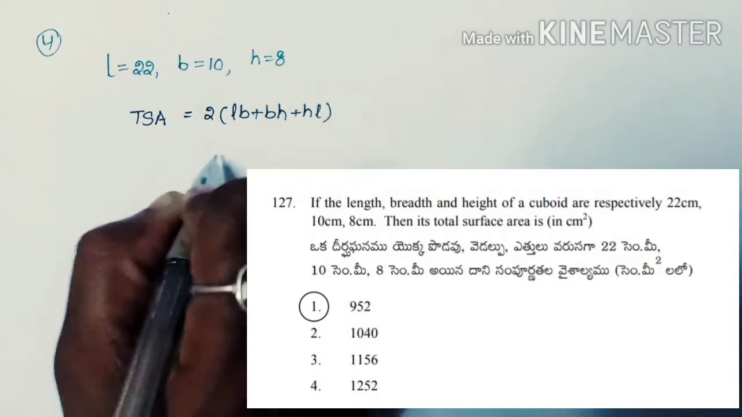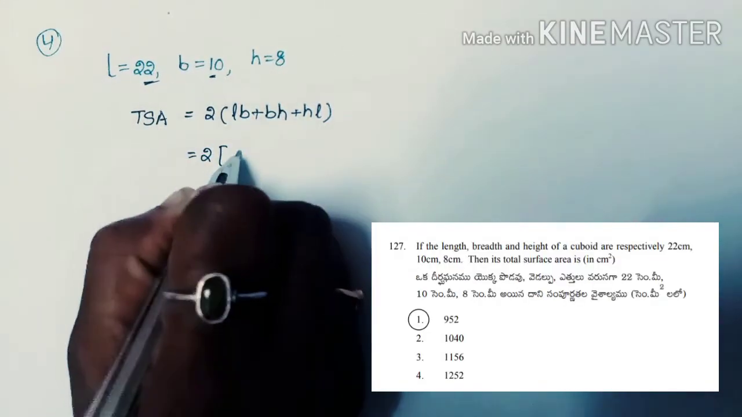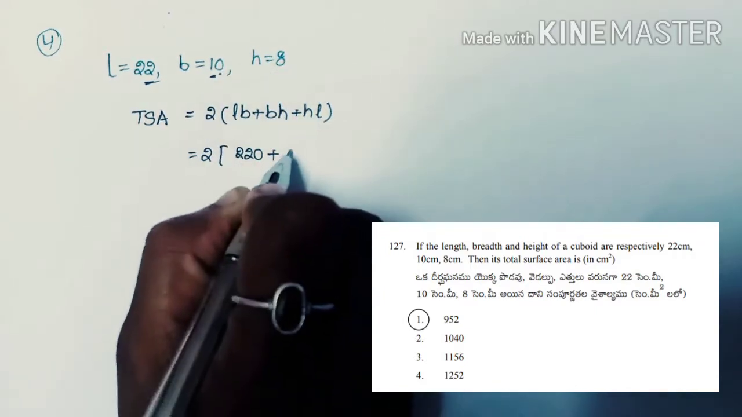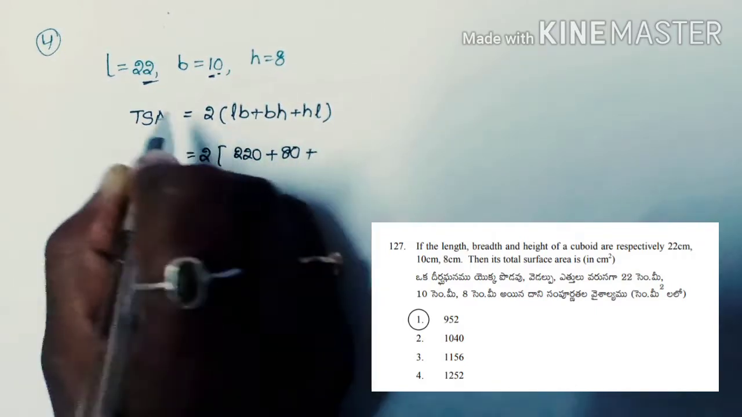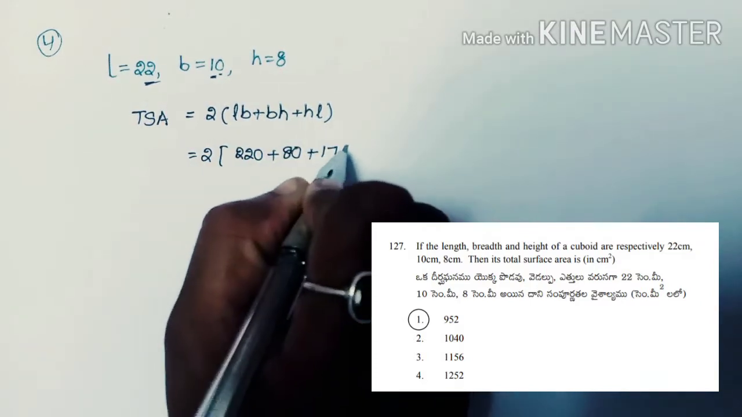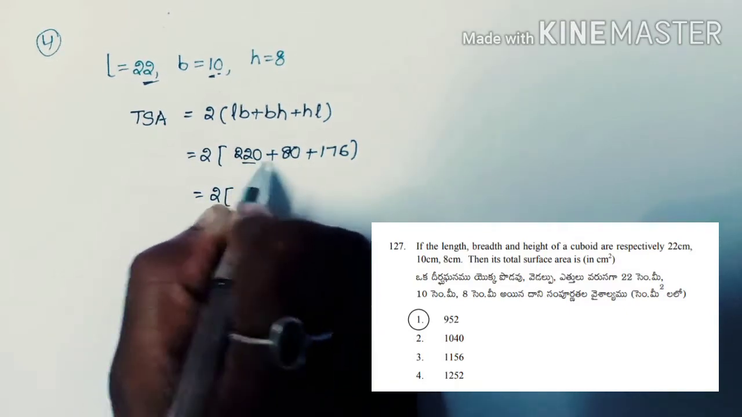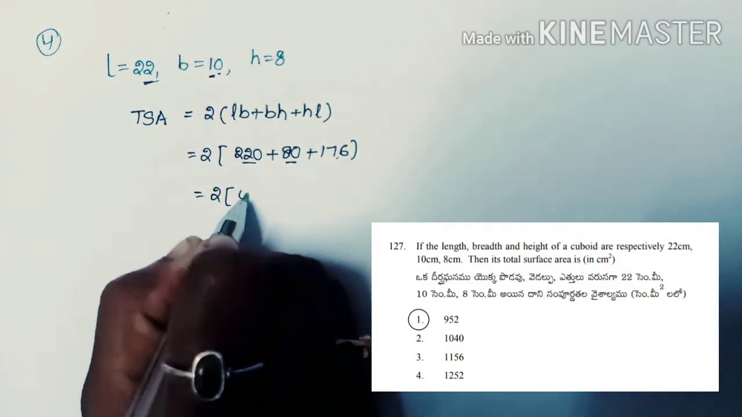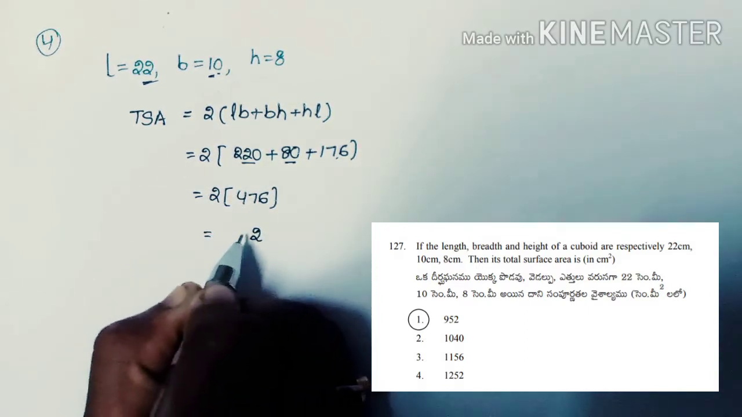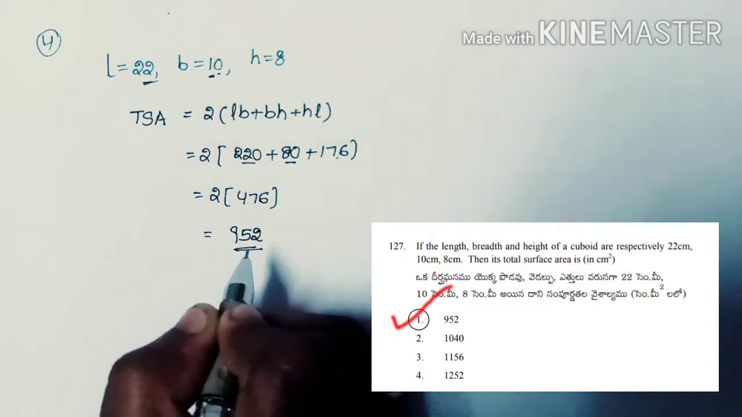Now we are replacing the values here. 2 into LB, 22 into 10, 220, plus BH, 10 into 8, 80, plus HL, 22 into 8, that is 176. And this is equal to 2 into (220 plus 80 plus 176), 476, and this is equal to 952. That is the first option.